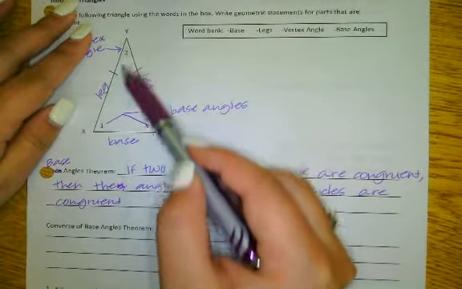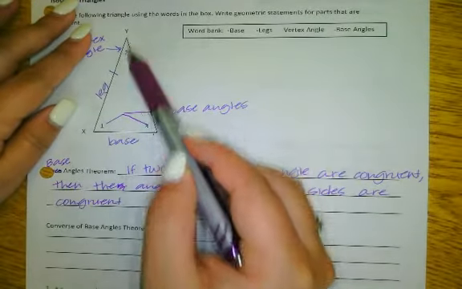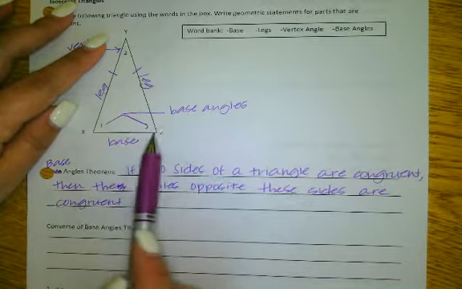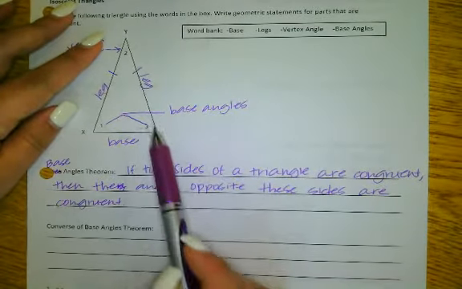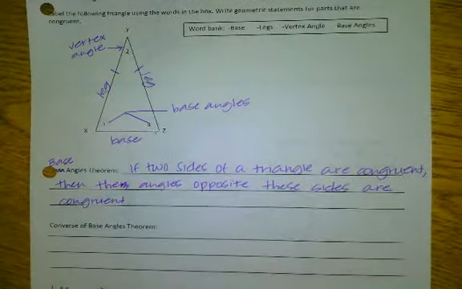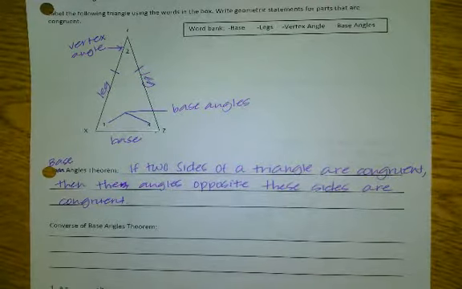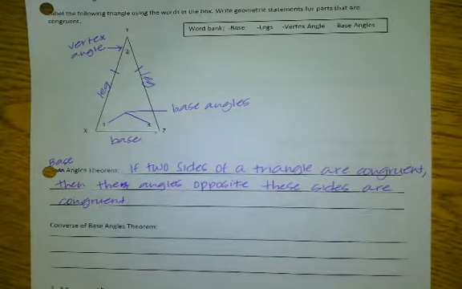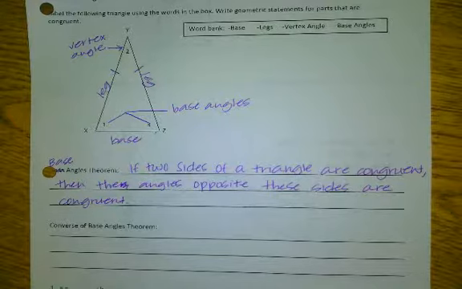So angle X opens up to side YZ. So notice how angle 1 opens up to YZ, and angle 3 opens up to YX. Okay, and those angles are congruent. Just like when we talked about transversals and parallel lines, we had the alternate interior angles theorem, and we had the converse of that to prove lines were parallel. Now we have base angles theorem and converse of base angles theorem. So what do you think the converse of what we just wrote would be?